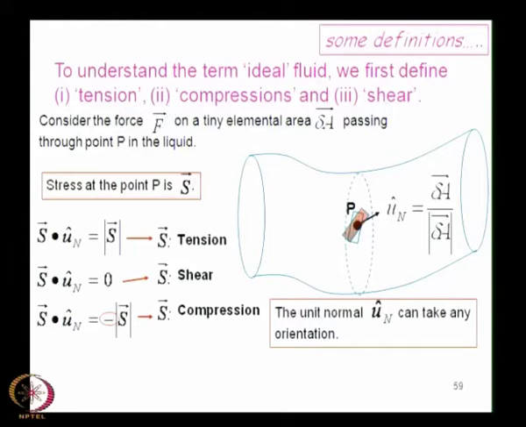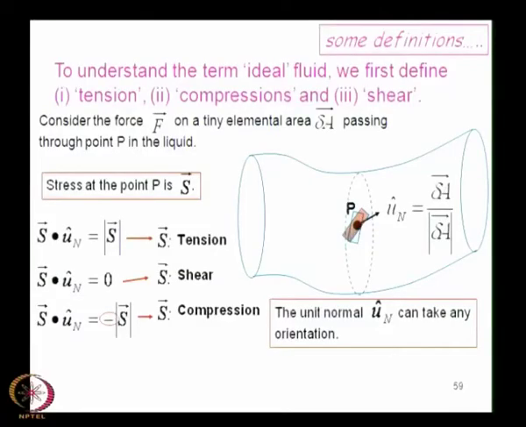Now let us ask, what are the properties of the stress? So when you think of a certain direction, which is a unit normal to a patch, this u vector, the unit vector u that you see in this figure: if the component of stress along this direction is equal to the magnitude of the stress, then the stress is said to be tension. If it is 0, it is said to be shear, and if it is the negative of the magnitude of the stress, then it is said to be compression. So these are now the three definitions of tension, shear, and compression.